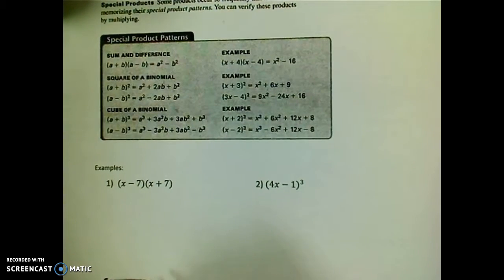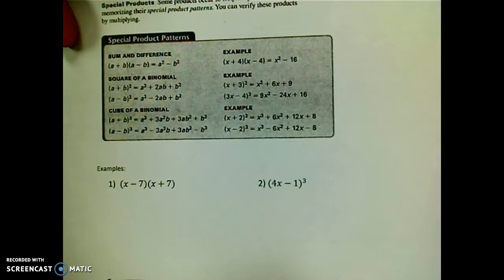We'll move on forward a little bit. What happens when we want to multiply a binomial times itself 3 times? It's called cubing a binomial.